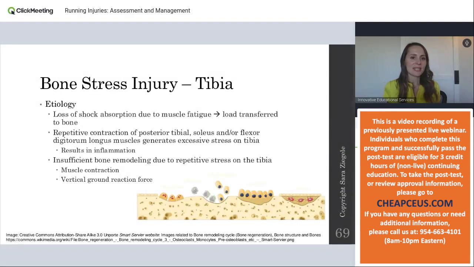Transitioning away from tendinopathy, then, I'd like to talk about bone stress injury, because this is a population that sees a very disproportionate amount of bone stress injury compared to other populations. In runners, the site most commonly talked about and most commonly experienced for bone stress injuries is the tibia. So with tibial stress fractures, we're talking about the etiology of this being a loss of shock absorption due to muscle fatigue. So the load is actually being transferred to the bone.